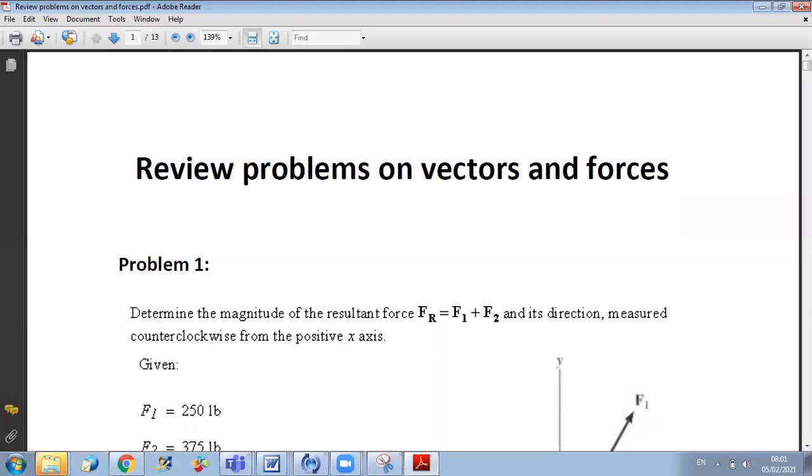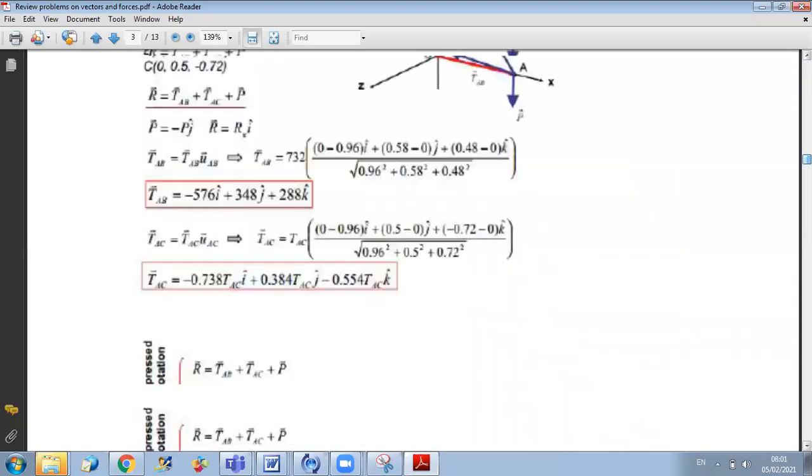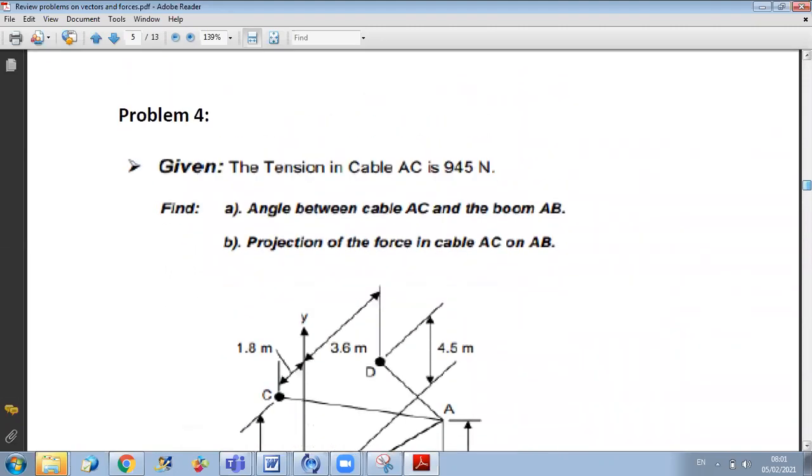We will continue working on review problems on vectors and forces. Okay, we are in problem 4.